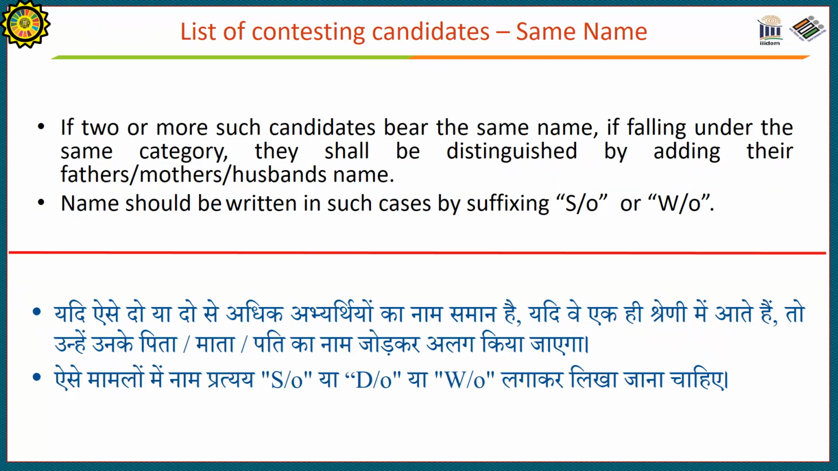If 2 or more such candidates bear the same name, fall under the same category, and also have the same surname, they shall be distinguished by adding their father's, mother's, or husband's name. The name should be written in such cases by suffixing son of or wife of.